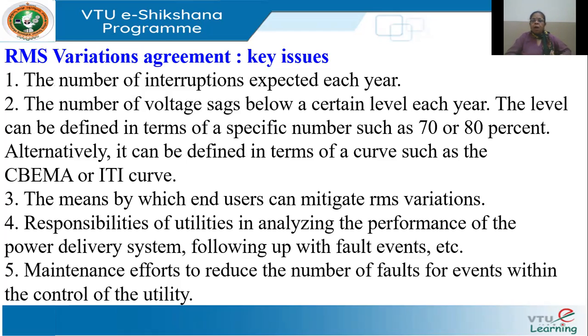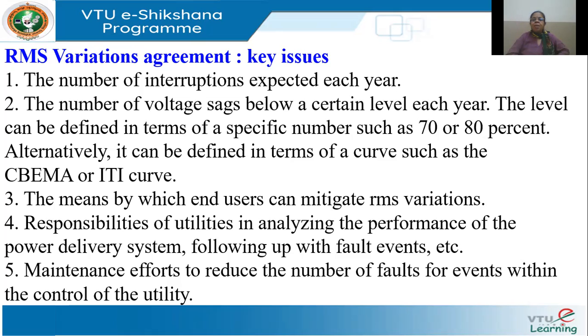The first is, how many interruptions can you expect in a year? Let us say we are located at a place where there are a number of bad weather conditions in a year. So I have cyclones, I have heavy rains, etc. So the utility will tell you, look, you expect 10 interruptions in a year, because that is how the geography is. I have no control of it.